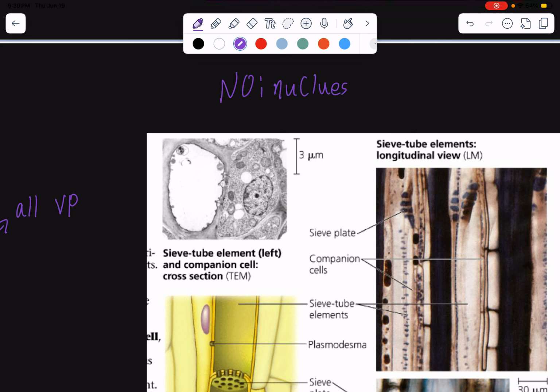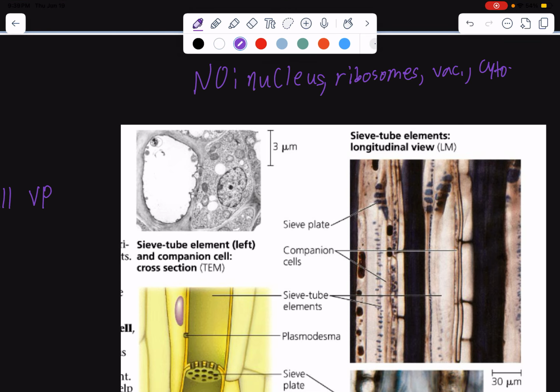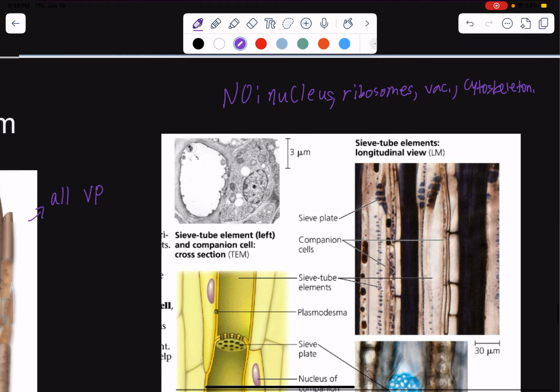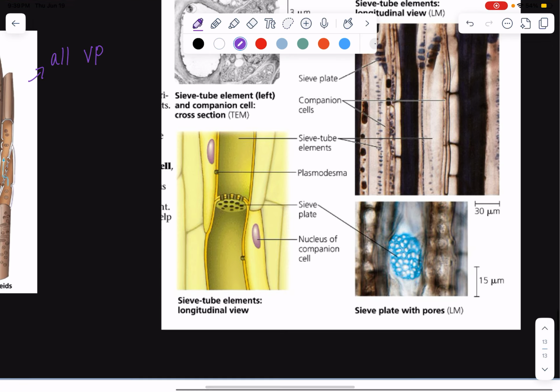no ribosomes, no vacuoles, or even a cytoskeleton. But however, they still remain alive. And sieve plates exist between the elements, shown here, to allow fluid flow.